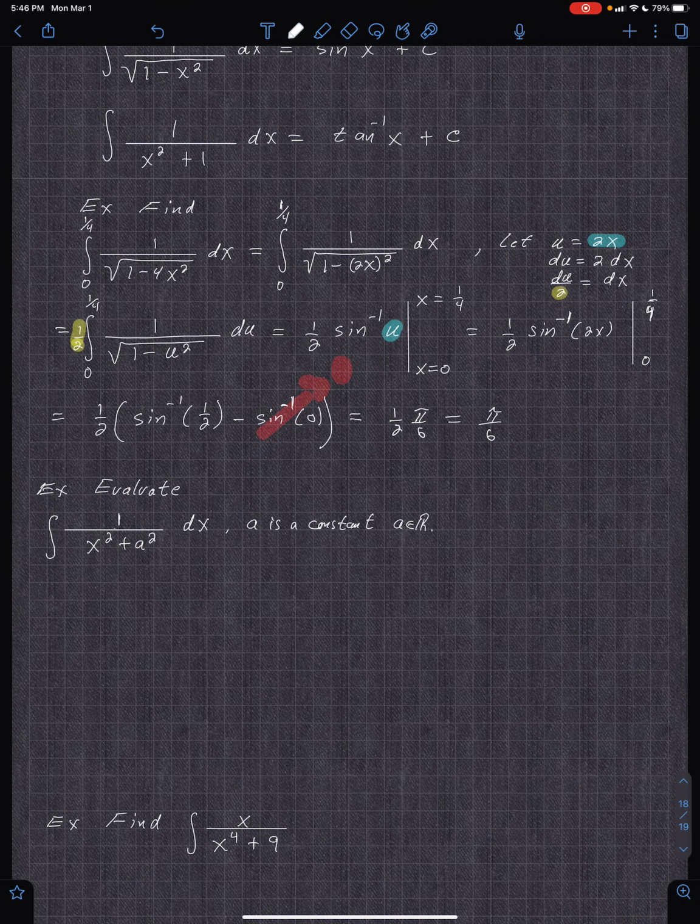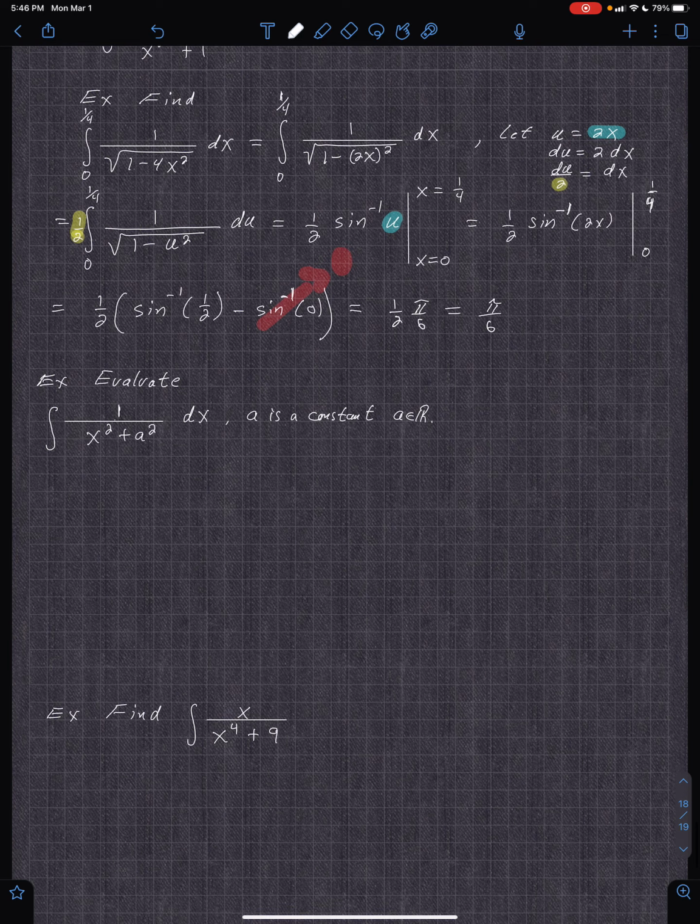It's almost like you force it to happen. We're going to rewrite this and say this equals 1 over a squared, and then x squared over a squared plus 1.